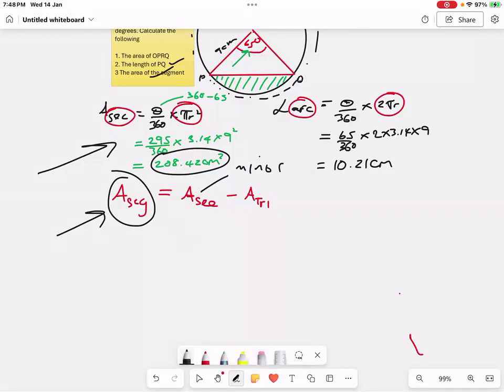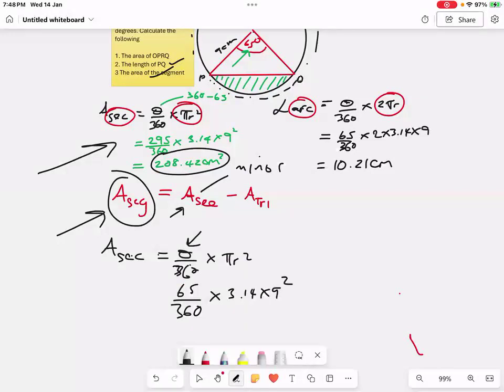So for this one now, we're going to go ahead and say for the A seg, the new A seg, pardon me. For this one right here, we are going to need to use theta over 360 times pi r squared. So just in case some of you might be asking, sir, you just did it a while ago, why not just use the answer? Because the theta I'm going to use now is going to be 65 over 360, and I'm going to times it by 3.14 times 9 squared. All right, so go ahead and process that for me.